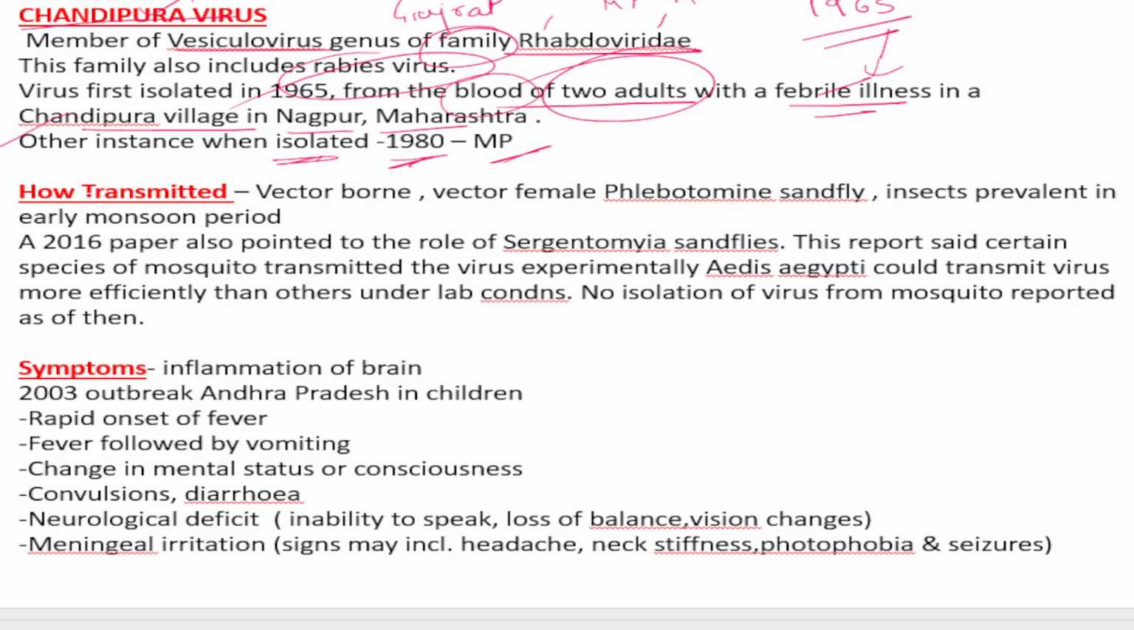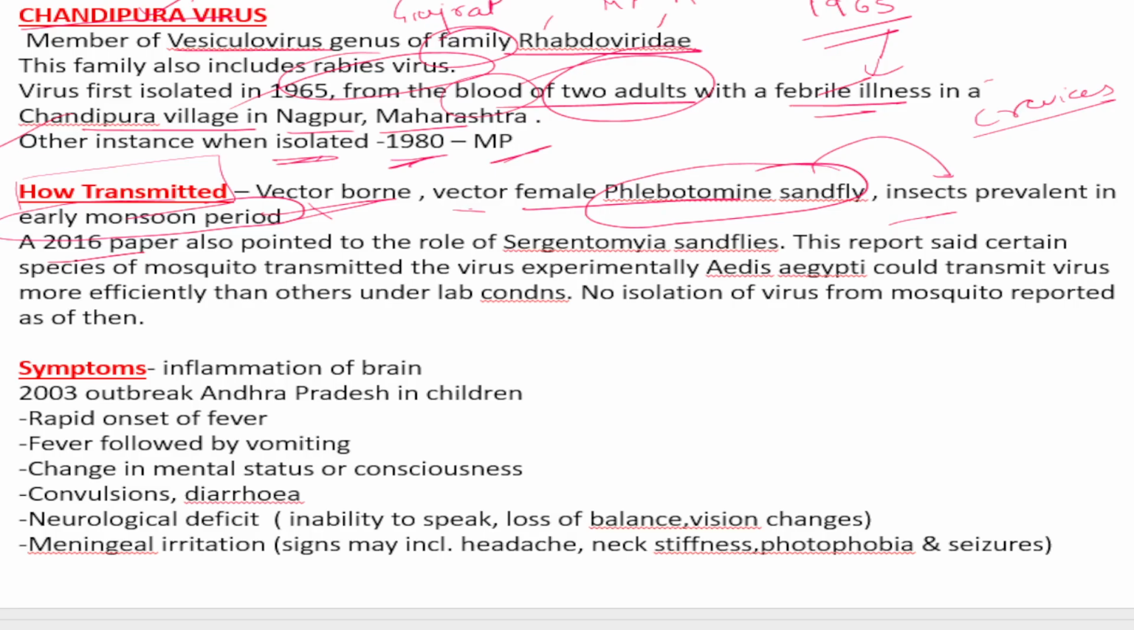Now how is this virus transmitted? It is a vector-borne disease. And what is the vector? Vector means carrier. So what is the carrier? The carrier, or the vector, is the female phlebotomine sandfly. So the sandfly acts as the carrier of this virus. And these sandflies are insects prevalent in the early monsoon period, and they are normally found in the crevices of the walls.